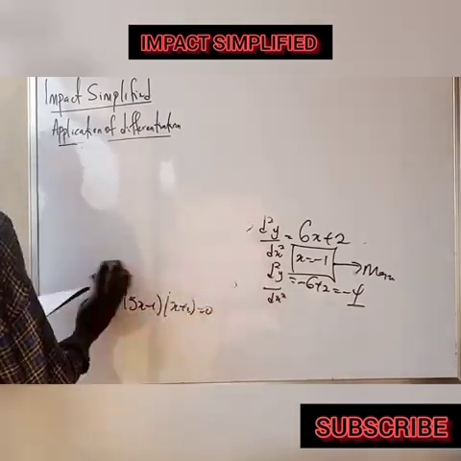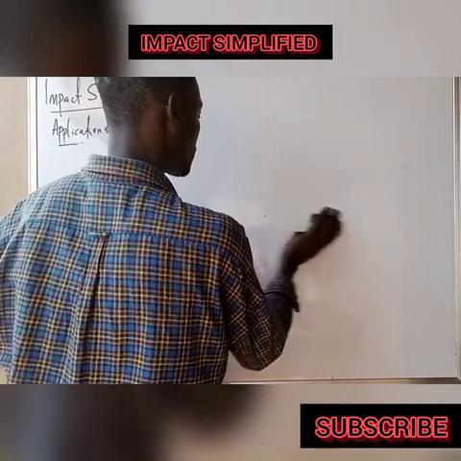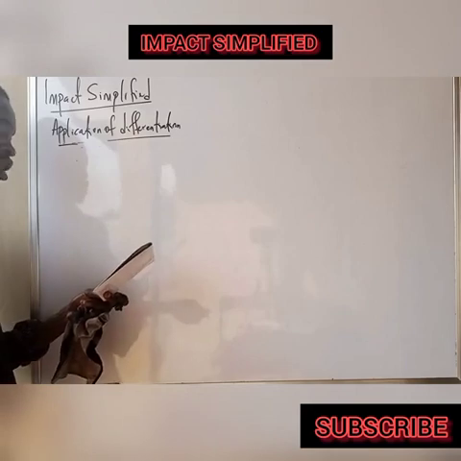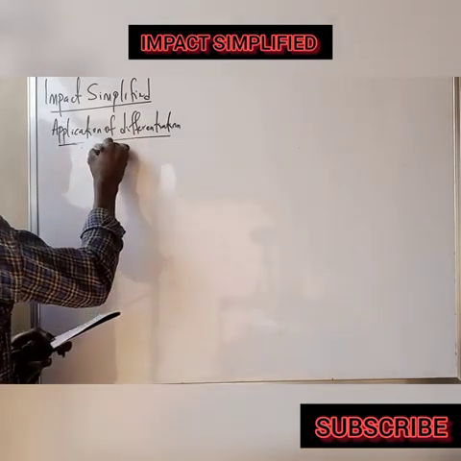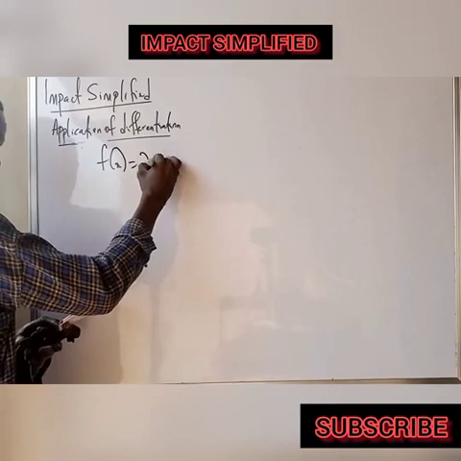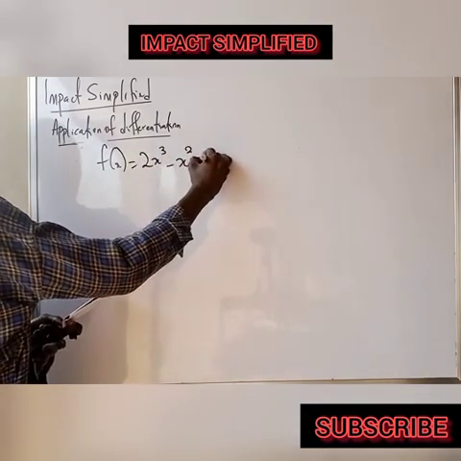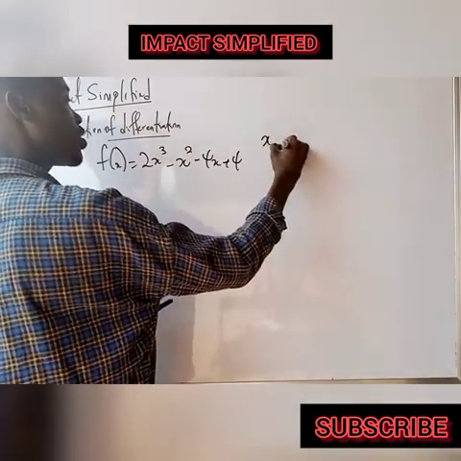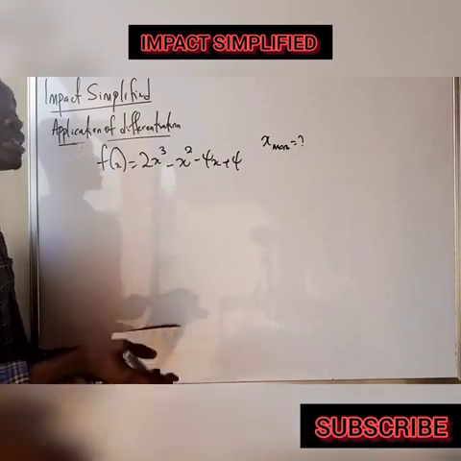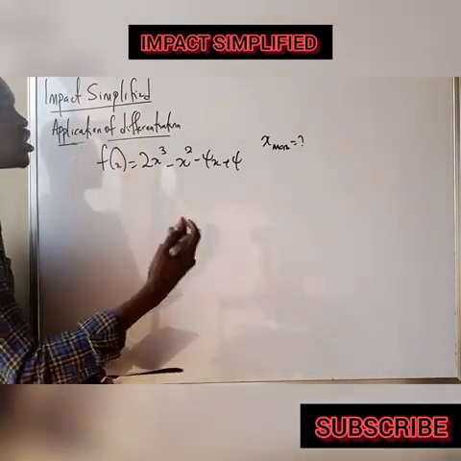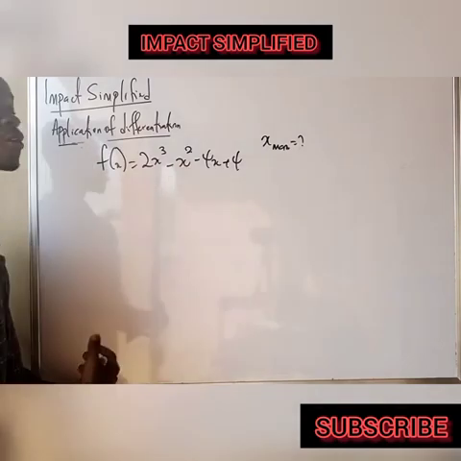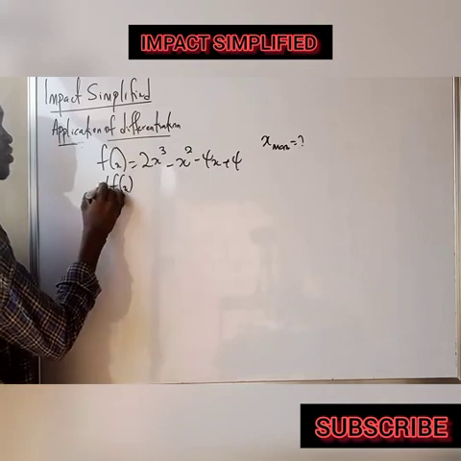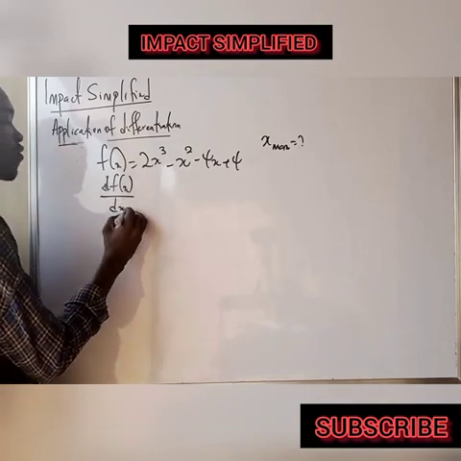There was a year they asked another question relating to this. They said, find the value of x for which this function has a maximum value. That means we are also looking for x max. It's simple. Find the value of x for which this function has a maximum value. So we are looking for the value of x. You proceed. That means you differentiate. If you differentiate, we have df/dx.